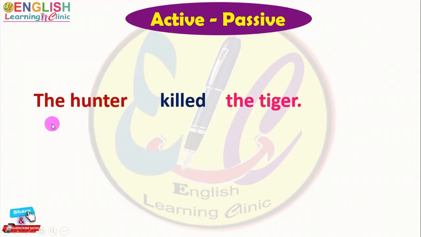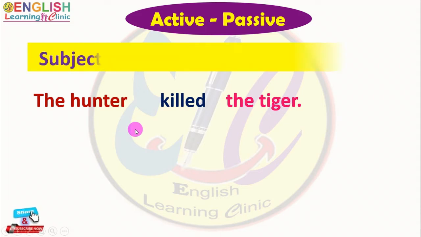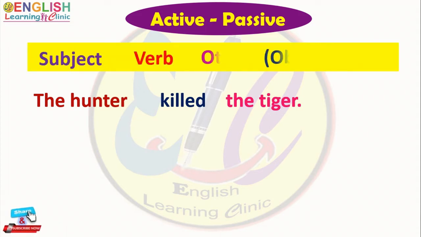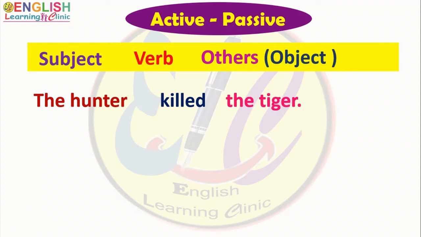This is a sentence. The hunter killed the tiger. The structure of the sentence shows that the sentence is an assertive sentence. The structure of the assertive sentence is: first comes the subject, next the verb, next others or object. Today in this class you are going to learn how to change the voice of a verb in an assertive sentence. In this regard, you should remember that only the transitive verb can be changed from active to passive voice.